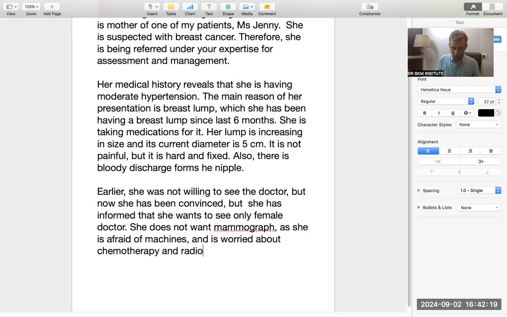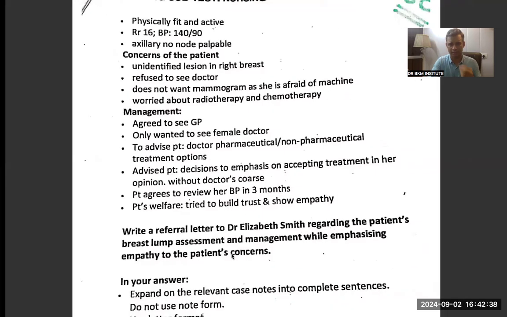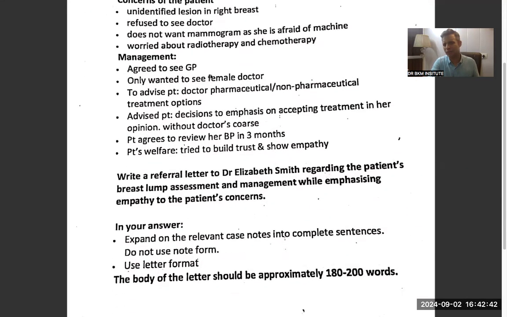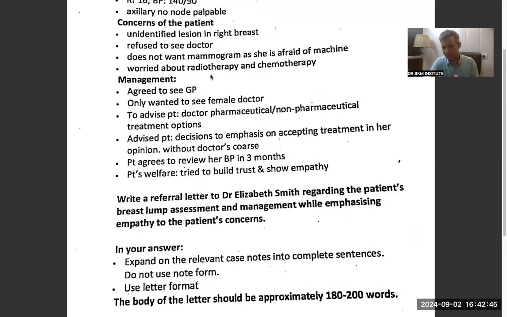Ma'am, your question was whether to write it in the present or past. My answer is that I just go as per the flow, what my flow does. So my flow is saying I just have to write simply that she is worried about chemotherapy, and this is her present status as well, that she's worried about all those things. So now, worried about this, agreed to see GP. So I've told that she has been convinced to see a female doctor. Only wanted to see a female doctor, I have mentioned.